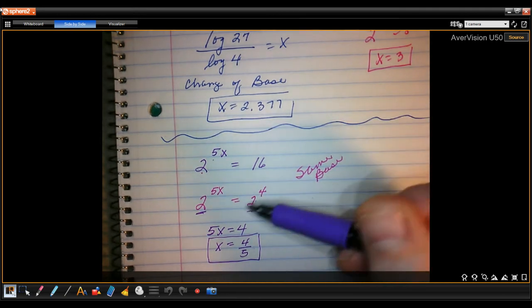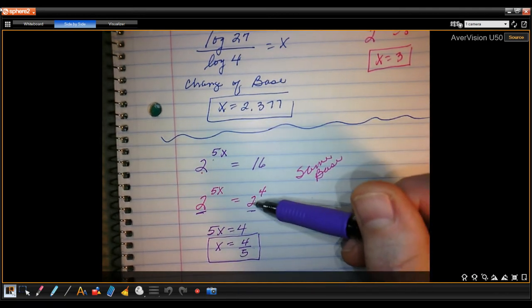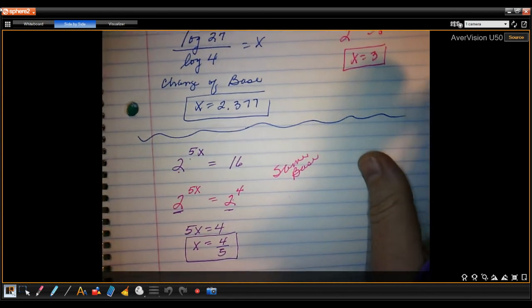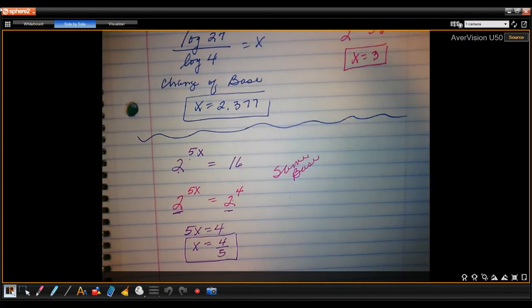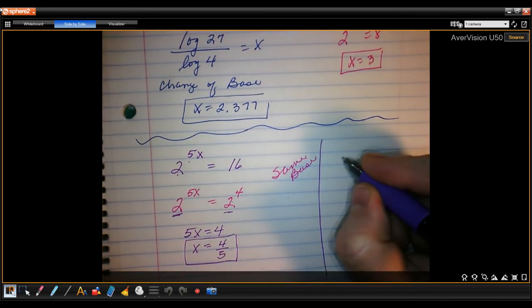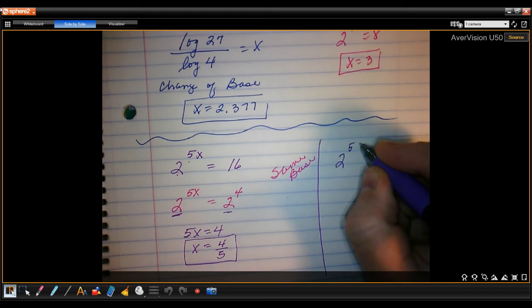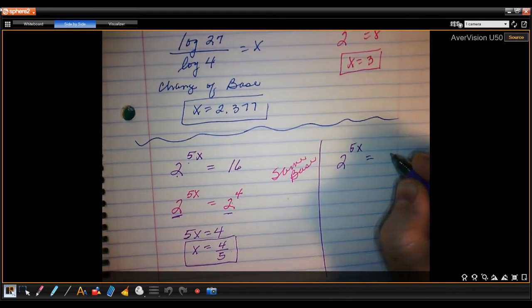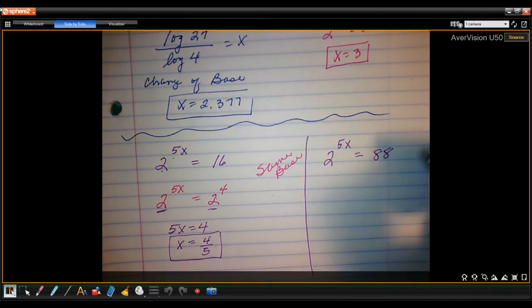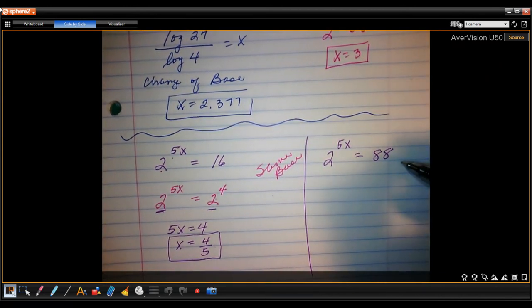So this is called making them the same base. 2 and 16 do have that in common. Okay. What if it doesn't have it in common? Or let's do something like 2 to the 5x equals, I don't know, 88. I'm making this up. Okay, so 2 to what power is 88? And I'm like, I have no idea. I don't think it happens.